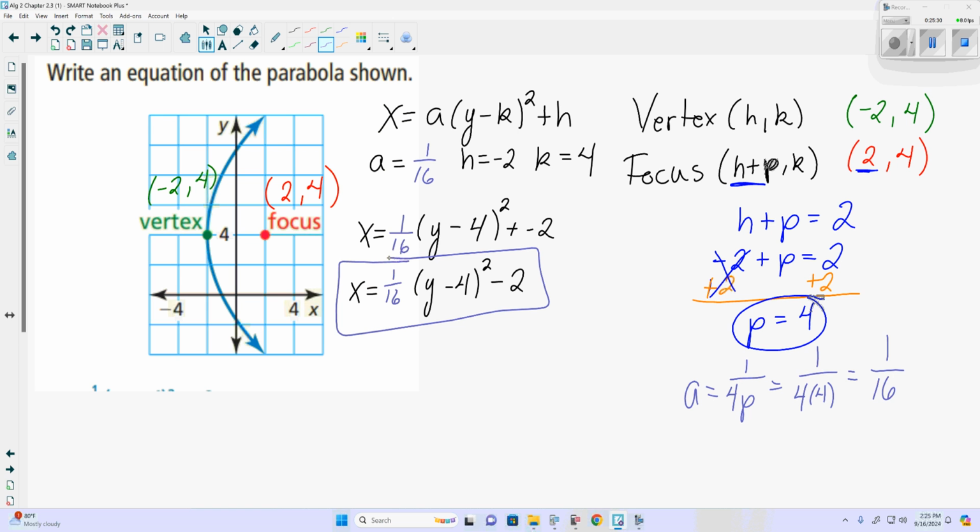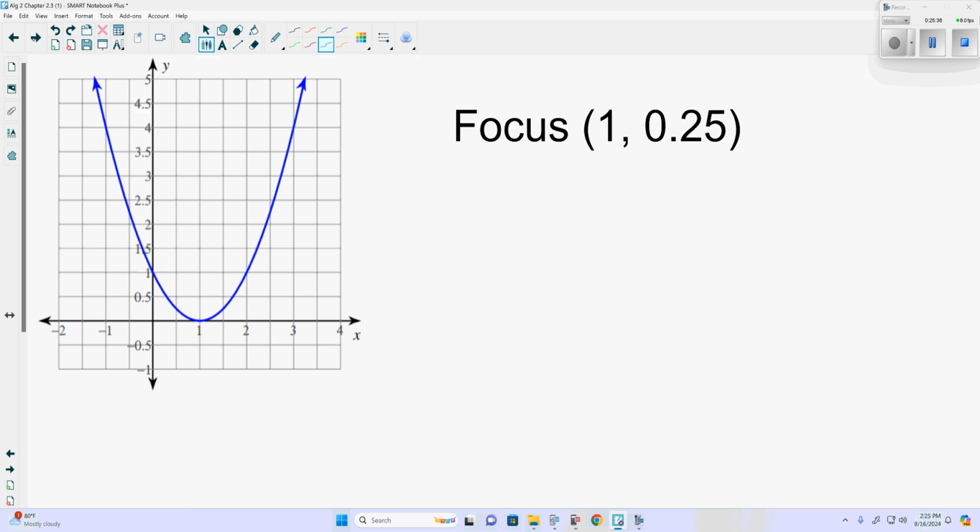Okay. Left, right, or up and down? Up or down? So that means our general equation is what is equal to.